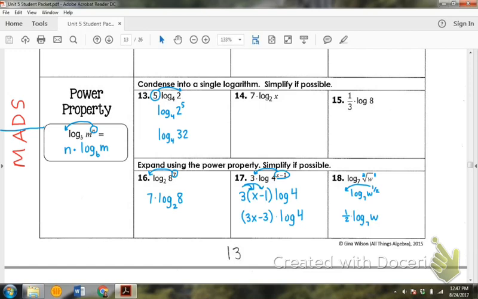Okay, what about 14? What are we going to do on 14? Say that again, Lexi. Take the 7 and make it become a power of x. So I have log base 2 x to the 7th power. Now, can we simplify that any? We can't, so we're just going to leave it.